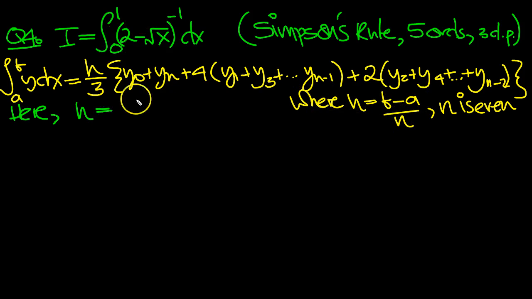Here's b, here's a. 1 minus 0 is 1. 5 ordinates, so the interval number is 4, 1 less, so that's a quarter or 0.25. So there's our value for h.